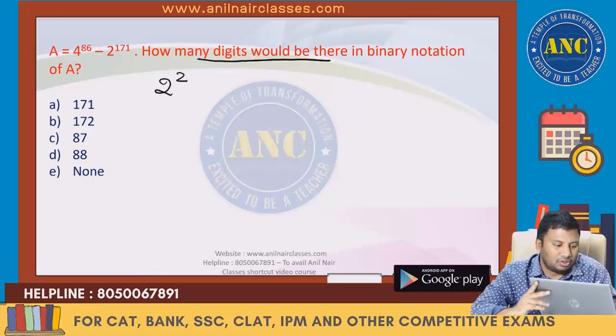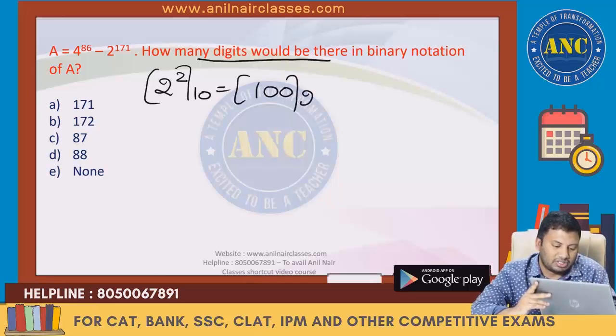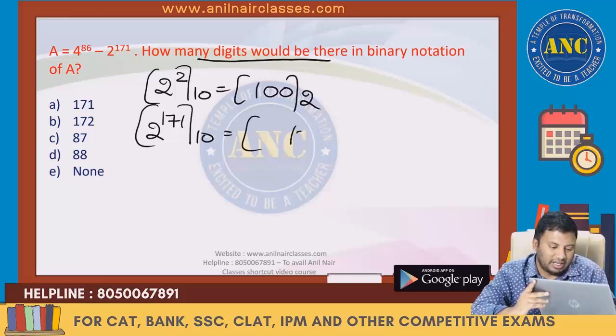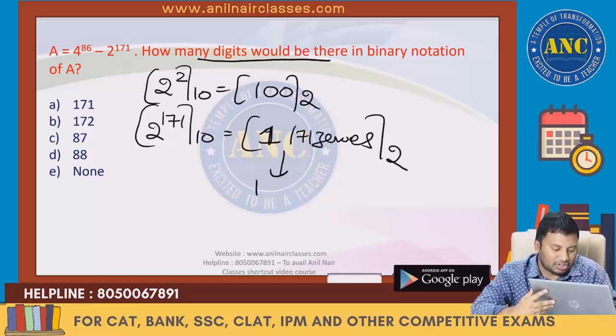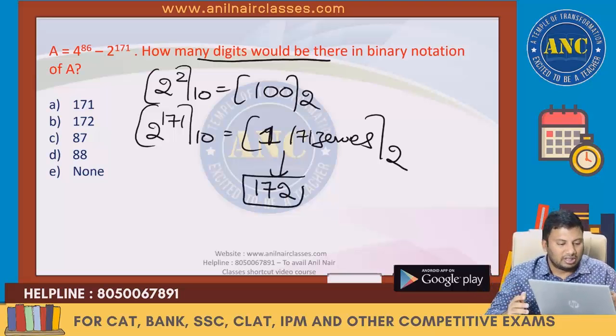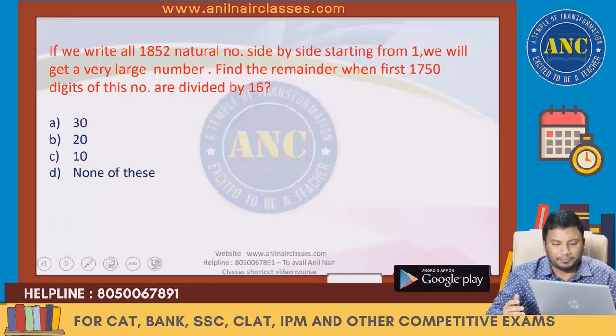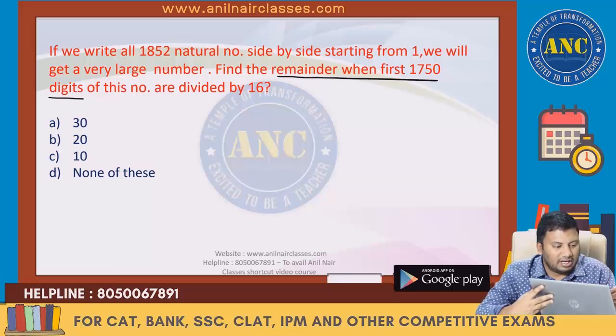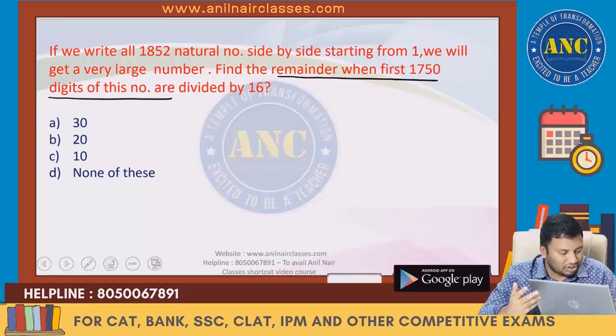Number of digits: 2 square, 4 in base system 10, is 100 in base system 2. So 2 power 171 in base system 10 is 1 followed by 171 zeros, so the answer for this question is 172 digits. This question also we discussed. I am finding the number of digits and dividing by 16. This also we did.